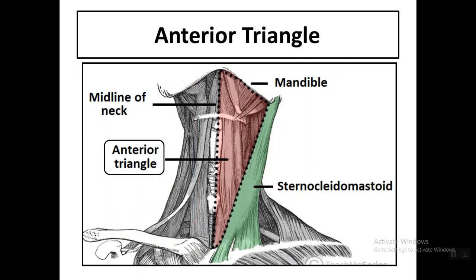First, we will take the anterior triangle. The anterior triangle is bounded by the lower border of the mandible, the sternocleidomastoid muscle, and the midline of the neck anteriorly.